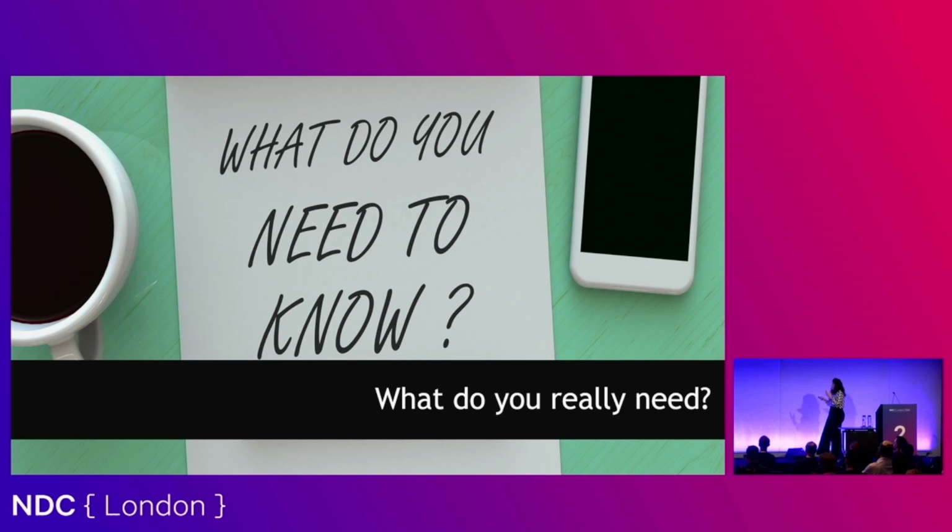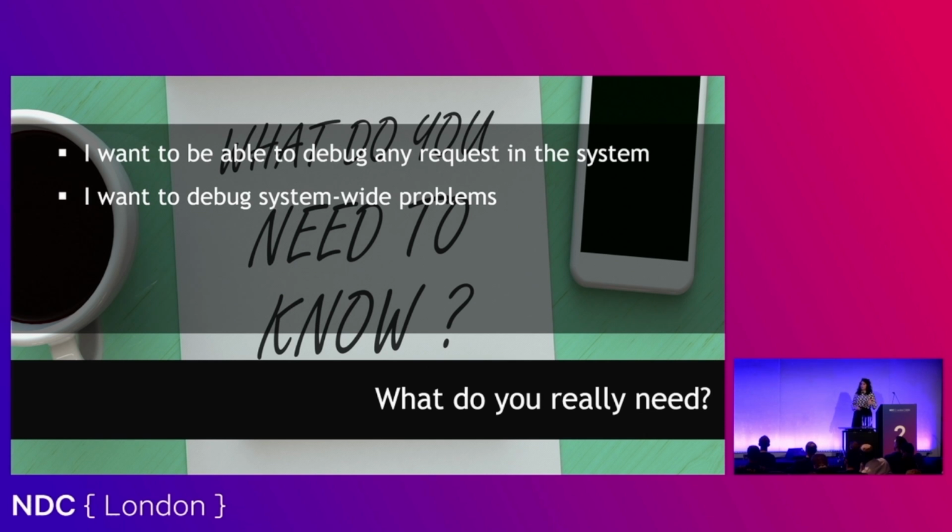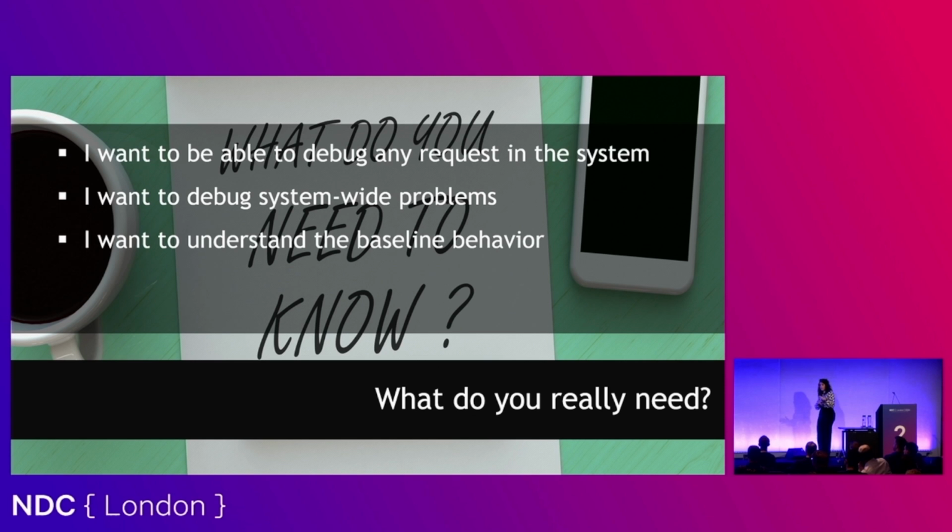So if you're like, I want to be able to debug any request that happens in the system, well, then you can't sample. Then you just need to keep everything and pay the bill. Or if you would say, well, I want to be able to debug system-wide problems, then you would get away with a lot less traces. If you would like to say, I want to understand the baseline behavior of your system, you can even further reduce that.